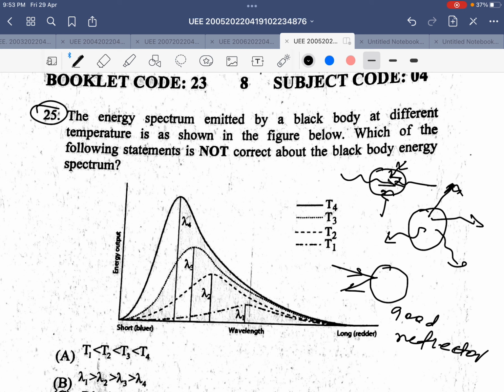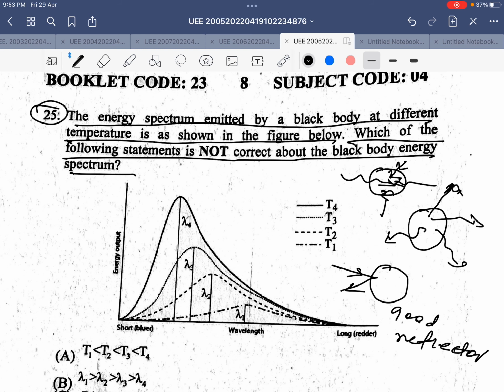Let's read the question. The energy spectrum emitted by a black body at different temperatures is shown in the figure below. Which of the following statements is not correct about the black body energy spectrum?